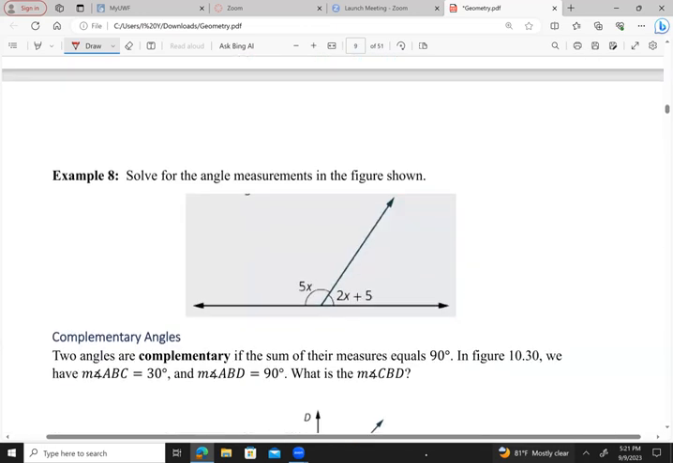Solve for the angle measurements in the figure below. We have two angles, and our measurements are 5x and 2x plus 5. Now we see when we add them together, we get a straight line, so we know that they're supplementary, so that should be 180. So I combine my 7x, I subtract my 5, and x equals 25 degrees. Okay, so supplementary angles measure a total of 180 degrees.